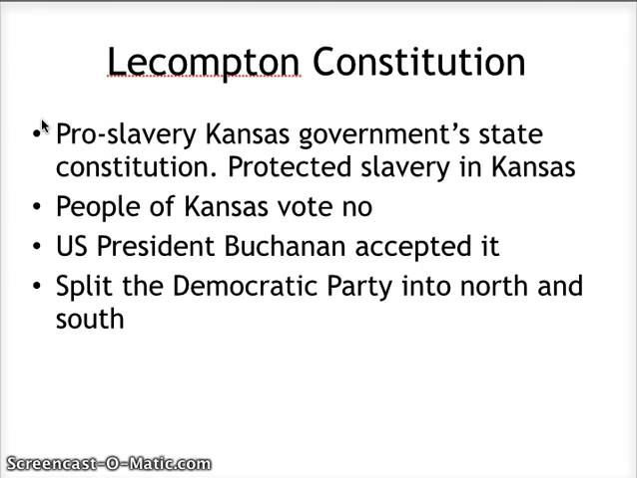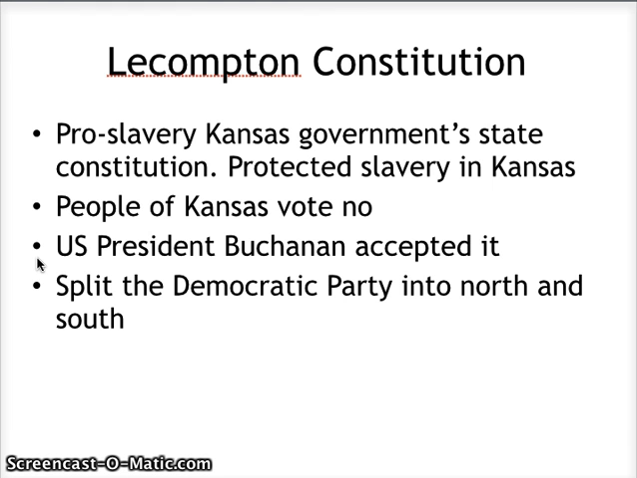But, and this is where President Buchanan ends up making a huge mistake, the U.S. president accepts the Lecompton Constitution. This causes huge outrage amongst Northerners and amongst people in Kansas. It also causes a huge outrage with Douglas. Now, if we remember Douglas, he is the one who promoted the Compromise of 1850.